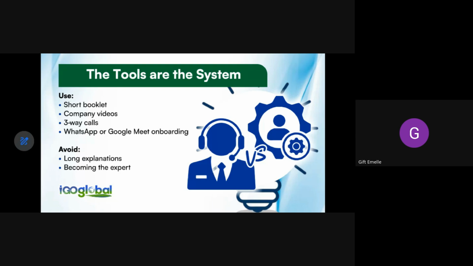First of all, the tools. We have short booklets. We have so many booklets. We have our product flyers. We have our compensation flyers. We have company videos. You can add a lot of videos on it. Even this particular meeting is being recorded. It's part of the tools. Three-way calls, these are tools. WhatsApp, WhatsApp meetings, Google Meets like this, onboarding sessions, all these are tools.